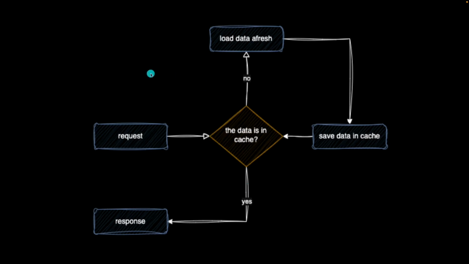This diagram is a simple illustration of how caching works. This time the same request comes in, we first check in the cache if the data exists. If the data is there, we just return the response. Otherwise, we do the time-consuming operation once again, save the data in cache, and return the response. So that subsequent requests are going to make use of what is in the cache.